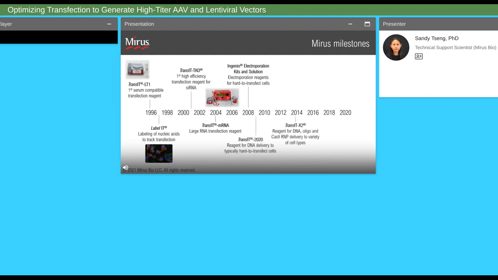TransIT-2020 and X2 are really next-generation transfection reagents. They were designed to transfect cell types that were previously untransfectable with chemical transfection reagents. TransIT-X2 can also deliver Cas9 ribonucleoprotein complexes. And to support protein production in suspension cells such as CHO and 293, we introduced TransIT-PRO and our CHOgro family of products.